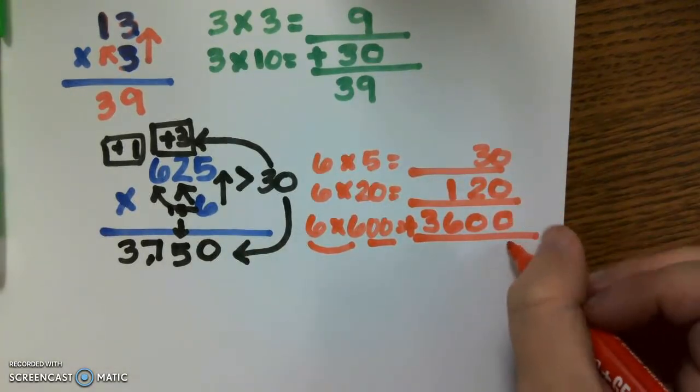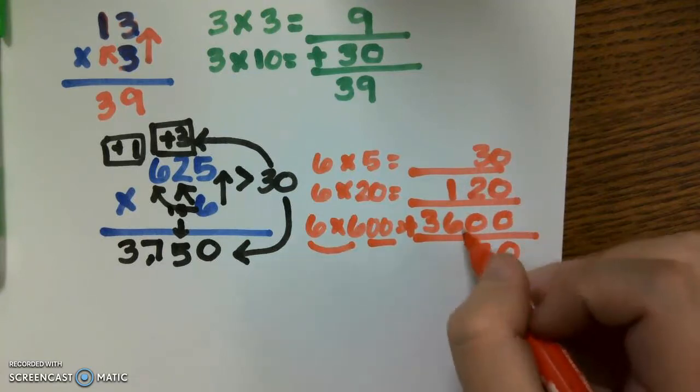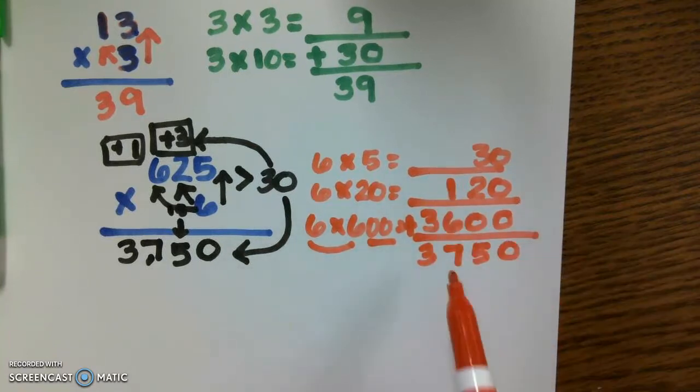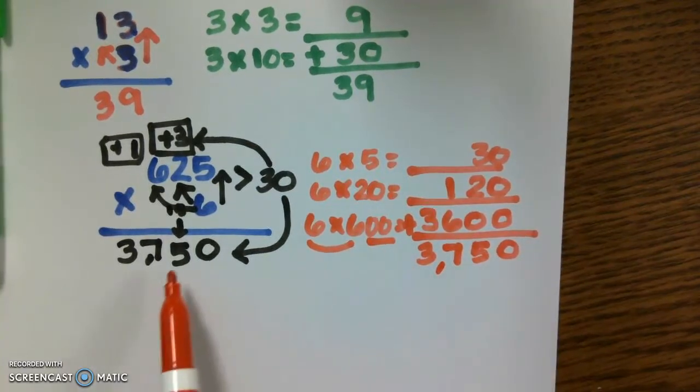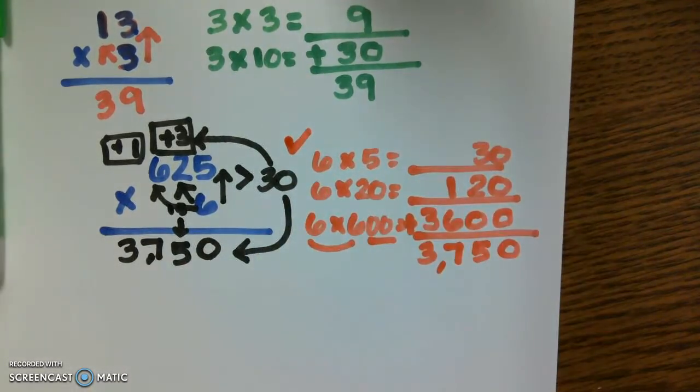0 plus 0 plus 0 is 0. 3 plus 2 is 5. 6 plus 1 is 7, and then I bring down my 3 because there's nothing to add to it. 3,750, 3,750, boom. I've done it correctly.